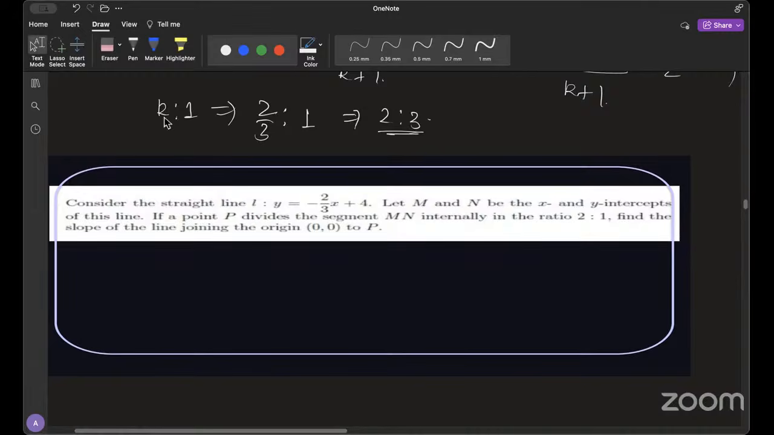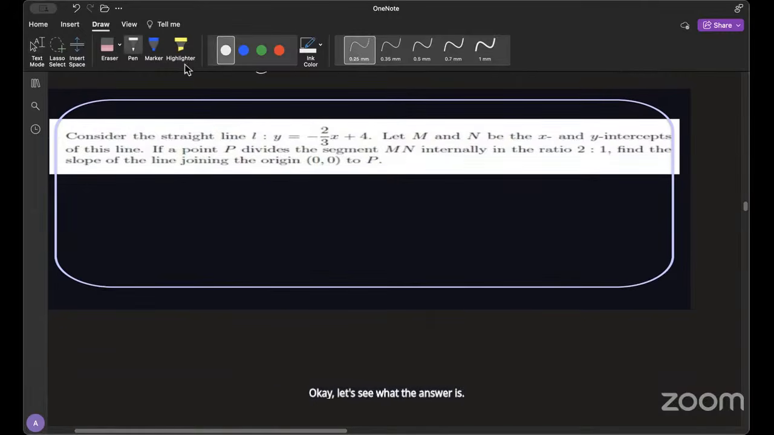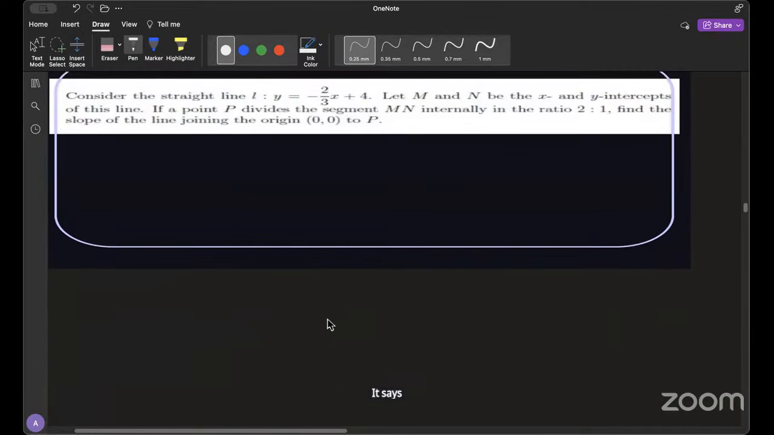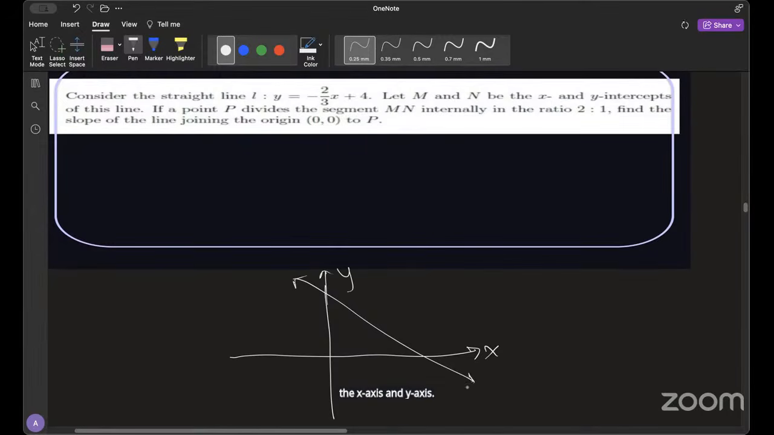Okay, let's see what the answer is. Let's first understand what the question says. It says that you've been given a line. Let's say this is your xy plane, and this is your line. This is the x-axis, this is the y-axis. Then this line L, and the x-intercept is given to be m. This point is given to be m. This point is given to be n.